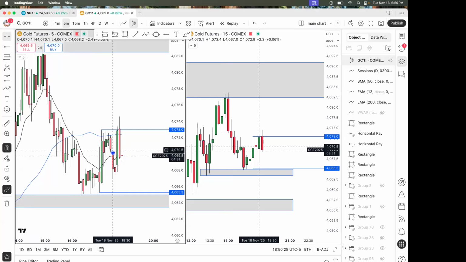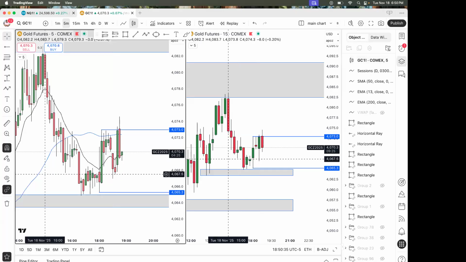And then obviously listen to the more advanced stuff. So essentially, right now, we're waiting on the 15-minute to close either above or below the orb. Am I understanding that correctly?